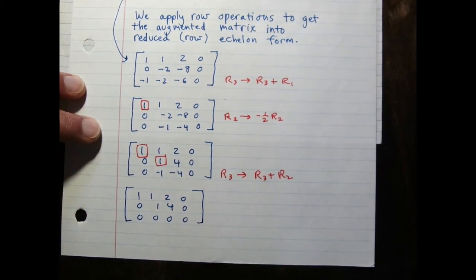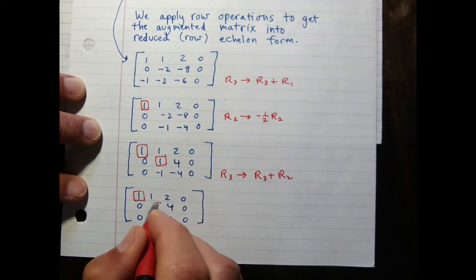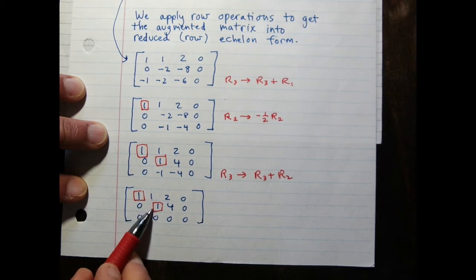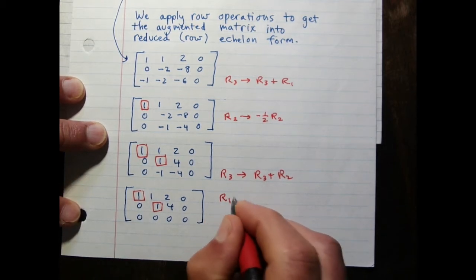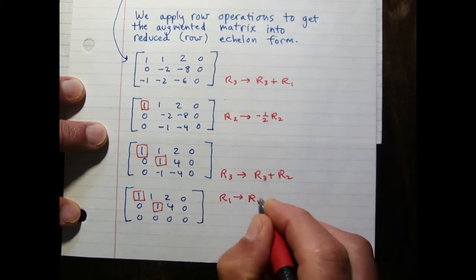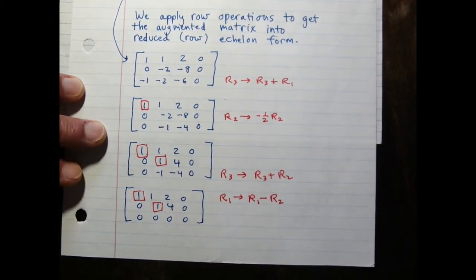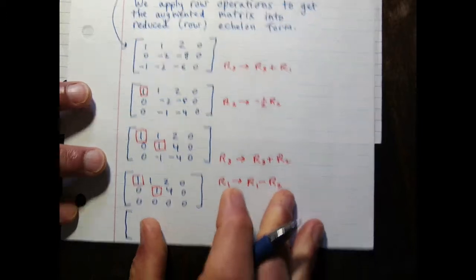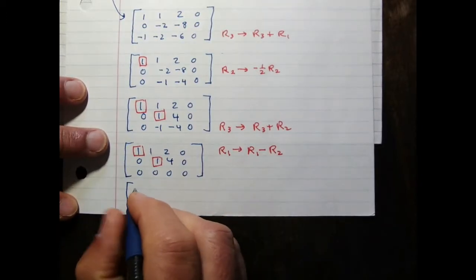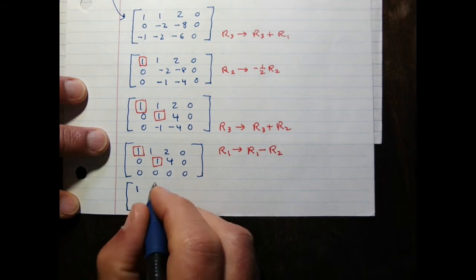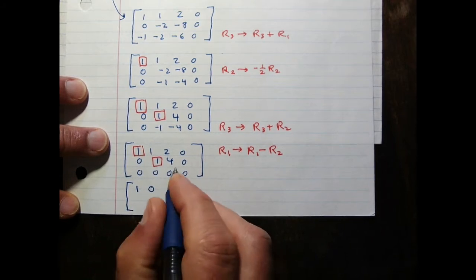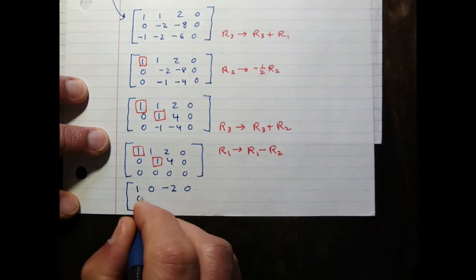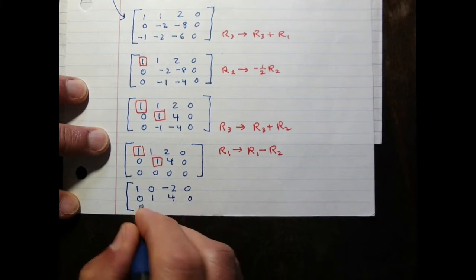Now I'm almost in reduced form. I'm in echelon form. But to be in reduced form, I need to get a 0 above my second pivot, 1. So I'm going to have to take row 1 and replace it with row 1 minus row 2. And I'm going to try to squeeze that in here on this piece of paper. I'm still going to have 1 here. Row 1 minus row 2 is 0. I'm going to have 2 minus 4 is negative 2, 0. 0, 1, 4, 0 stays the same, and my row of zeros stay the same.